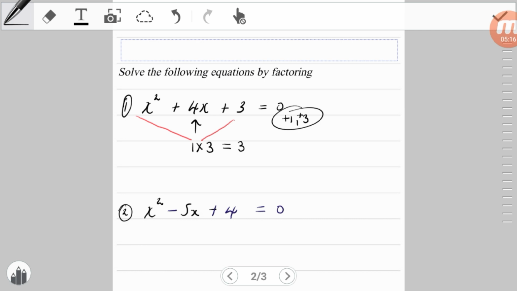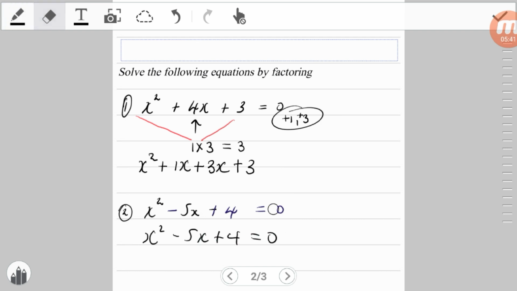We would then proceed to say x squared, and we would substitute the 4x with the factors that we have selected, which is going to be 1x plus 3x, which obviously adds up to 4x, and then we just add this 3 here. Okay, let me just rewrite this question a little lower.